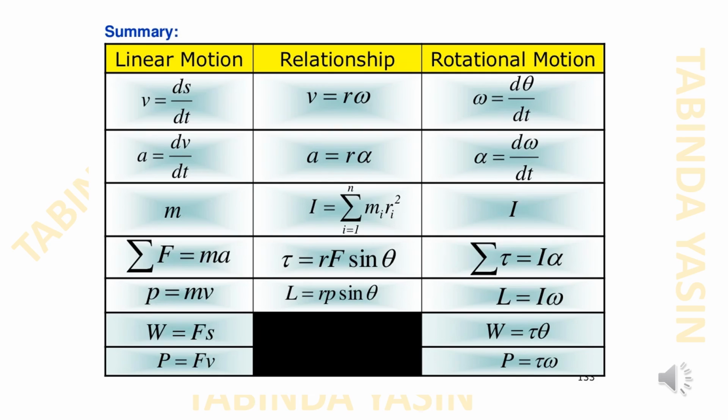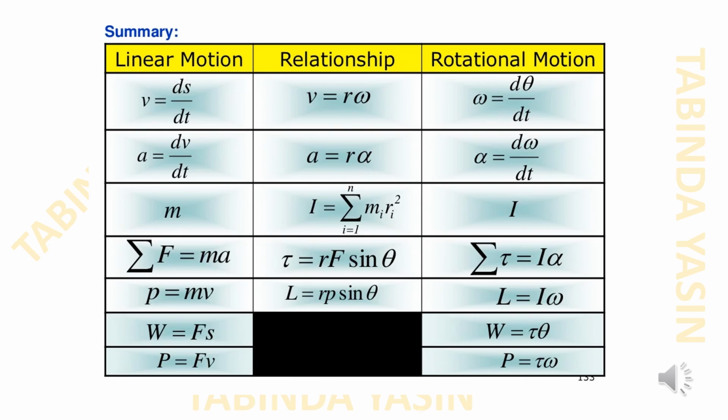In linear motion the mass is designated by small m, and in rotational motion the rotational mass is designated by the inertia I, with the relationship I equal to the summation over i from 1 to n of m i r i square. For linear motion, Newton's second equation is summation F equal to m a. In the rotational case, summation tau is equal to I alpha. The relationship between force and torque is given as tau equal to r F sin theta.